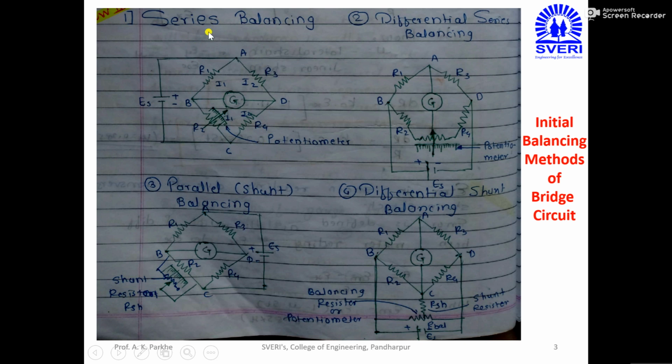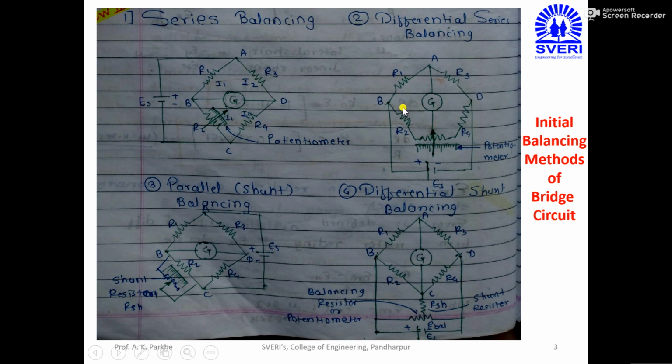And to avoid the disadvantage of series balancing, the second technique is developed, which is called differential series balancing. There is some basic difference between series balancing and differential series balancing. If you go through this second figure, again one potentiometer is attached, which is called a variable resistor. But here the potentiometer is connected between arm R2 and R4. That means arm 2 and arm 4 I can balance simultaneously by using one potentiometer. That means R2 and R4 are simultaneously balanced.